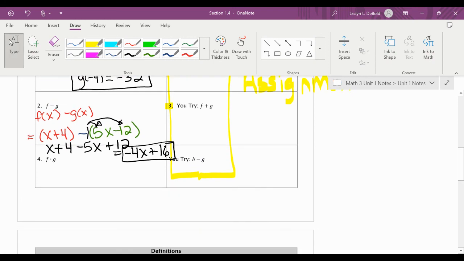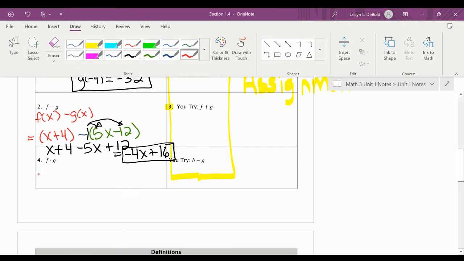Finally, the last one is talking about f times g, right? So this is the same as doing f of x times g of x.